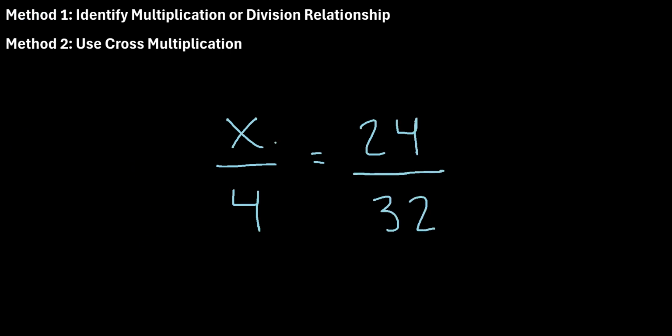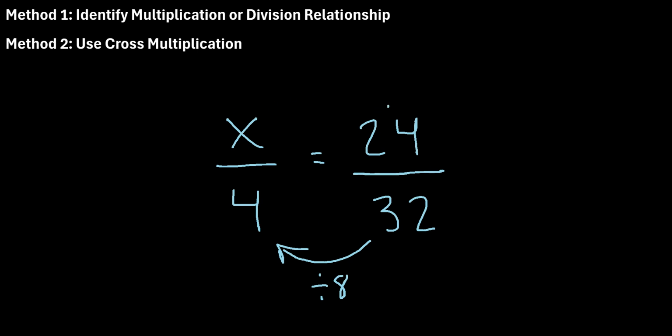All right, let's try another example. We have x over 4 is equal to 24 over 32. So to solve for x, we're going to try our first method here. Can we identify a multiplication or division relationship? Well, we can ask ourselves, to go from 4 to 32, is there a number we can multiply by? Yeah, we can multiply by 8. So we could say 4 times 8. Or another way to think about it is, if we do 32 divided by 8, we get 4. So if we perform this division in the denominators, we can also perform this division in the numerators.